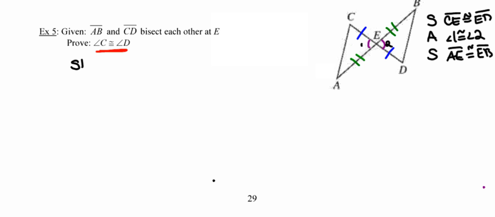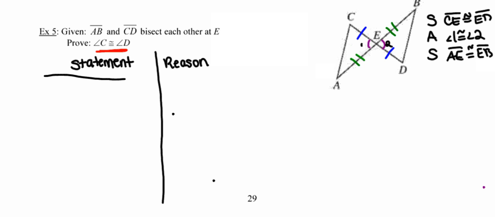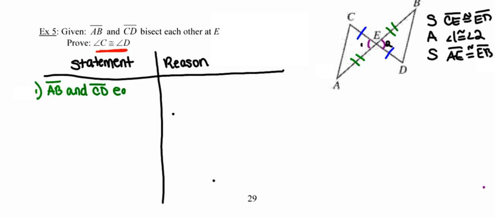For all you two-column lovers, this one's for you. I'm going to go ahead and write my statement and reason proof. If you're a two-column person, make sure that you label your statements and reasons, and make sure you number them. So first thing I want to talk about is this pair of congruent sides. I knew they were congruent because segments AB and CD bisect one another. I know that's a true statement because it's given to us to be a true statement.